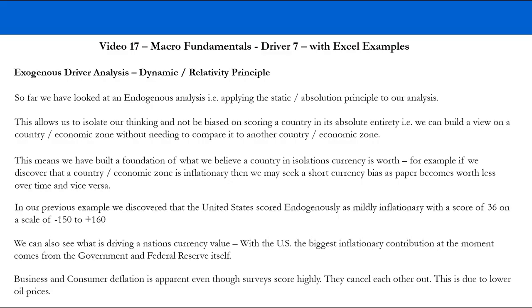And in our previous example with the United States, we scored endogenously as mildly inflationary with a score of 36. And that was on a total sliding scale from deflation to inflation, most deflationary to most inflationary, of minus 150 to plus 160. And we can also see what's driving a nation's currency value, with the US's biggest inflationary contribution at the moment coming from the government and the Federal Reserve itself.